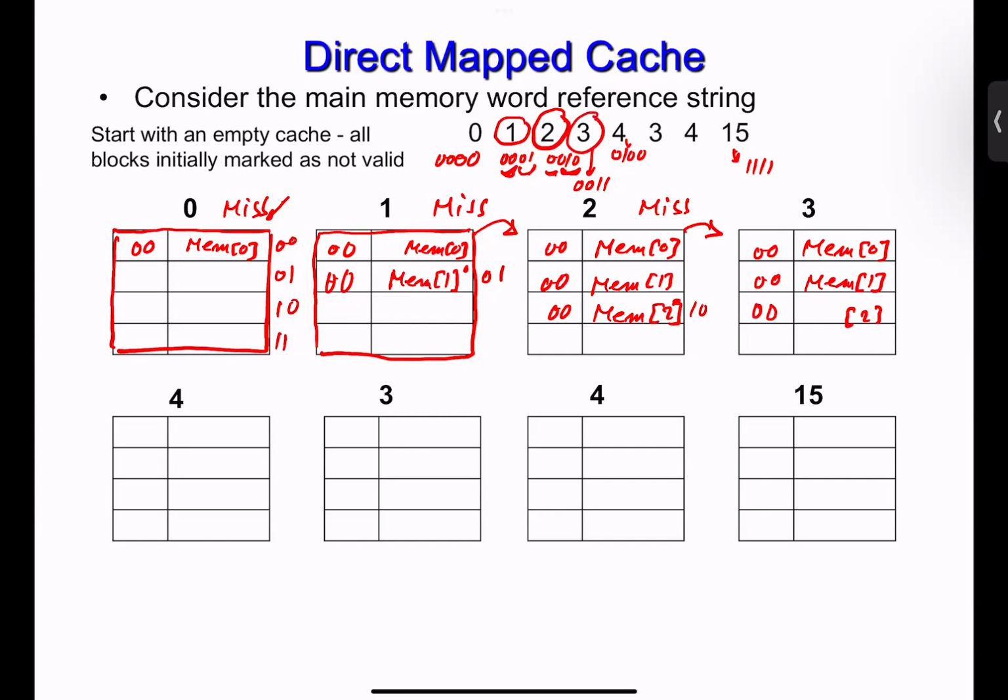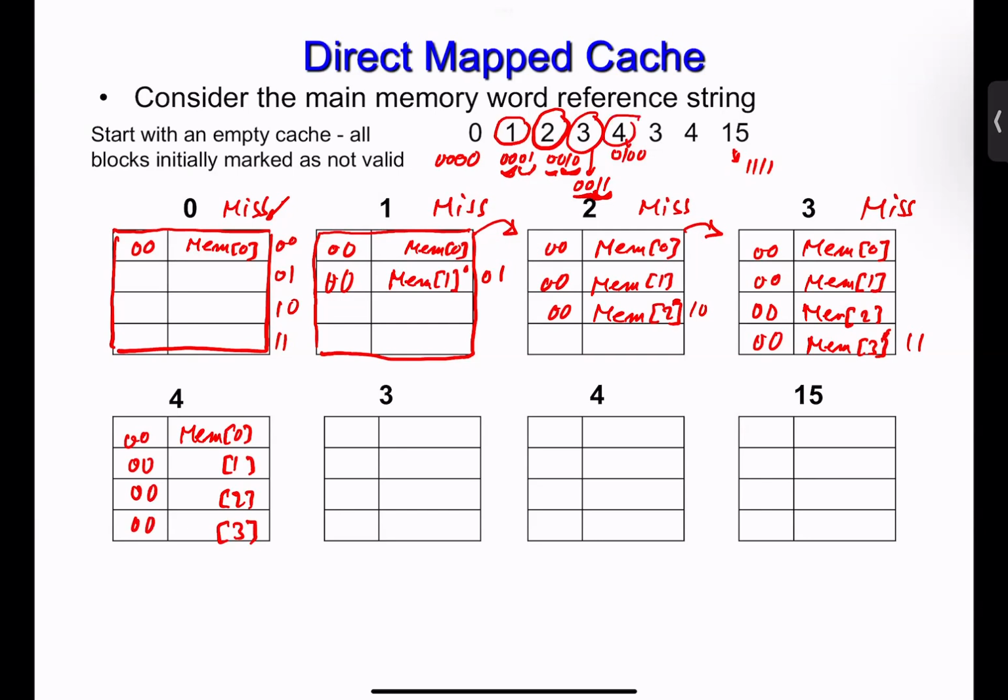Now I'm looking for 3. 3 means 3 modulo 4, or I can look at the very last 2 bits. This is 1, 1. So basically, I'm looking here. I didn't find it, so I miss memory of 3. And again, copy with this one the tag, so it is 0, 0. Copy everything the same here: memory of 0, memory of 1, memory of 2, memory of 3. Tags here are all 0, 0.